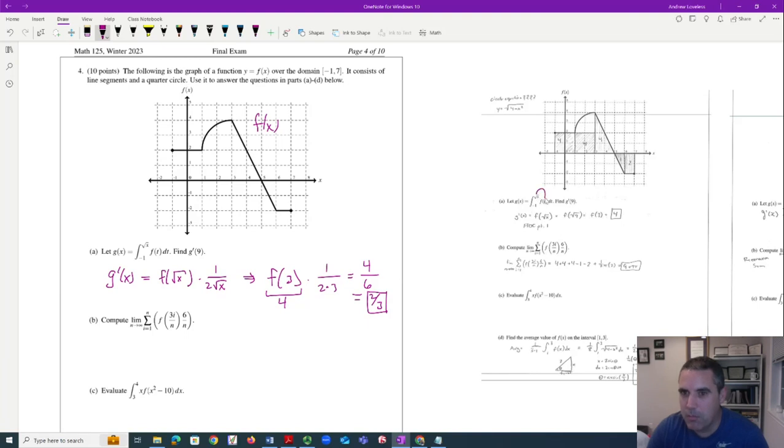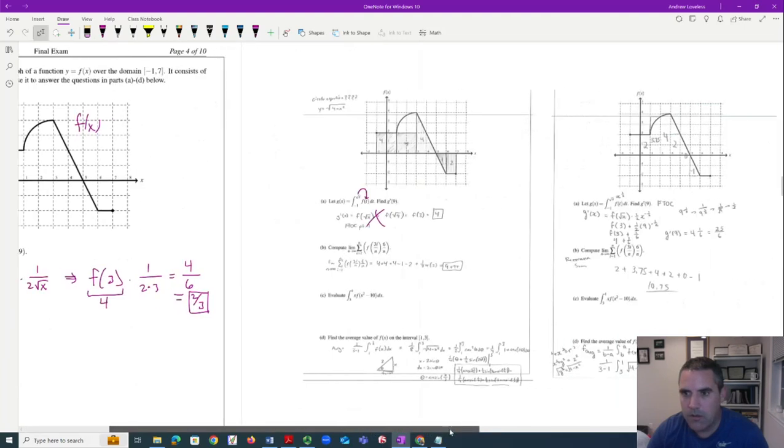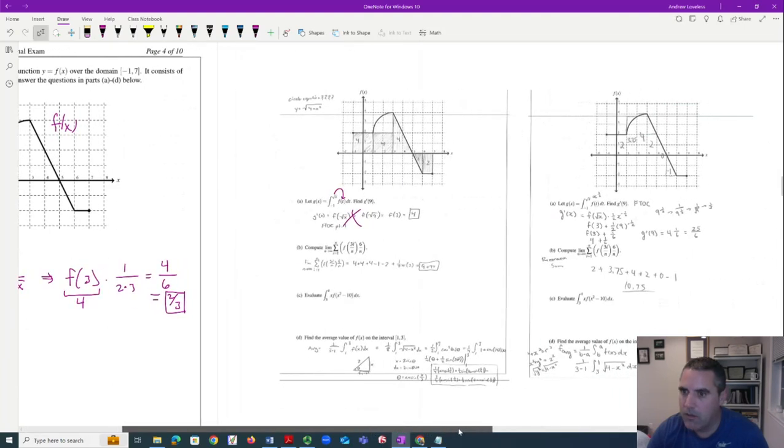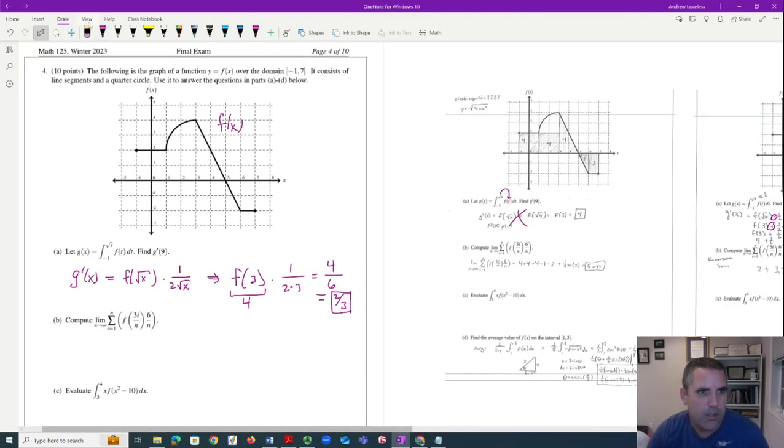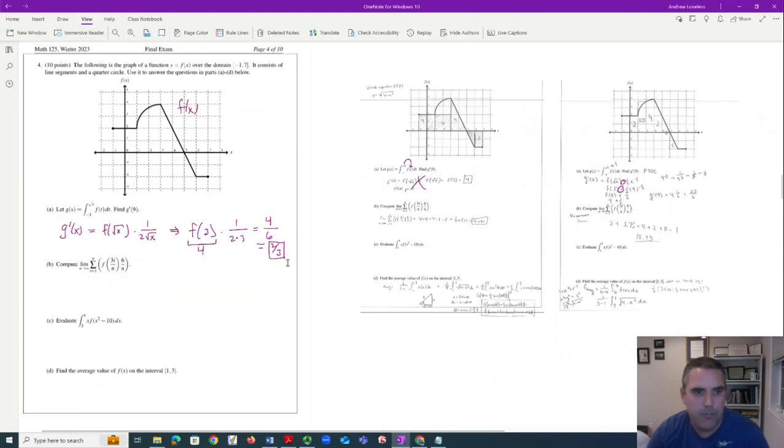This student did remember to plug it in, but they forgot the chain rule. This student over here, they did the chain rule. They plugged in a 9, but they changed a multiplication into an addition. So I think sometimes when things look different or symbolic, there's a little bit of a freak out about it. But anyway, this is the definition of the derivative.